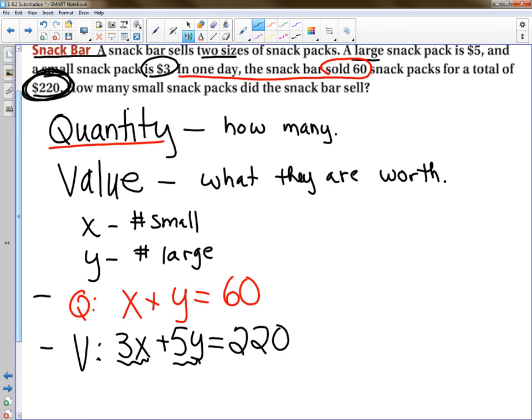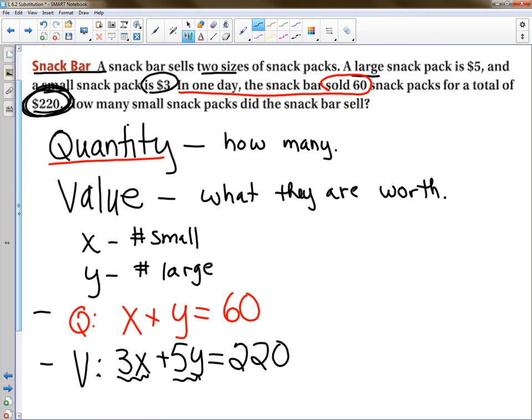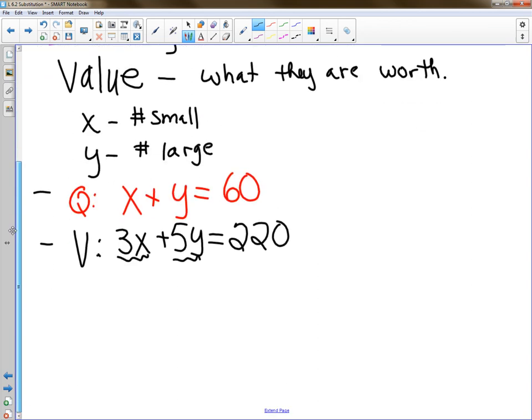Quantity and value. So now what I have is a system, a linear system. And what the question asks is, how many small snack packs did they sell? I have to figure out where these two lines intersect, where these two equations intersect. And I can do that using the substitution method.